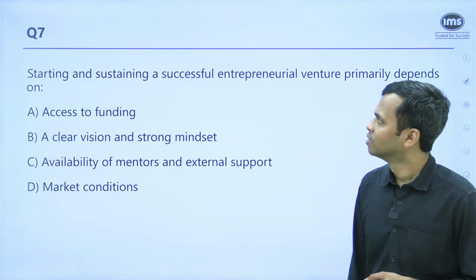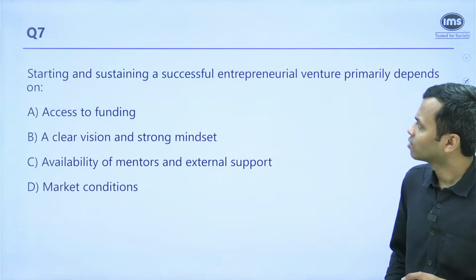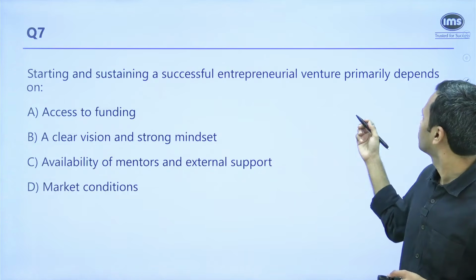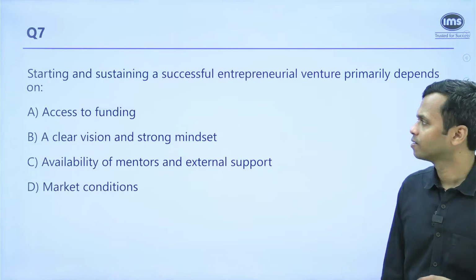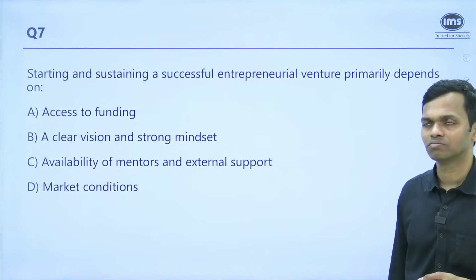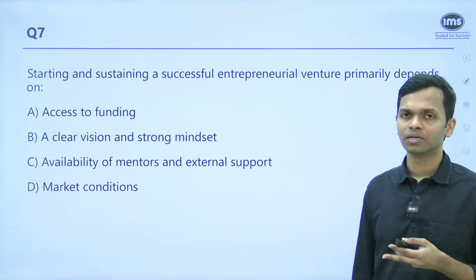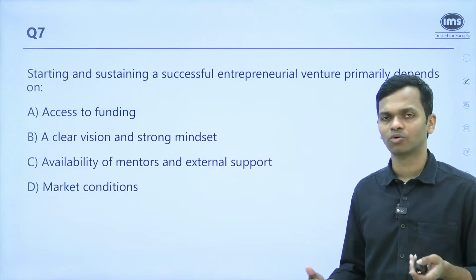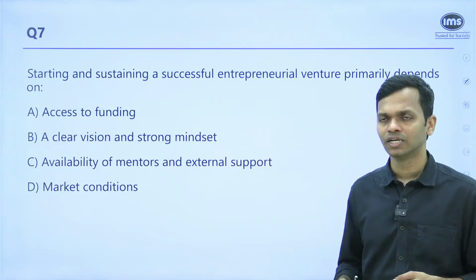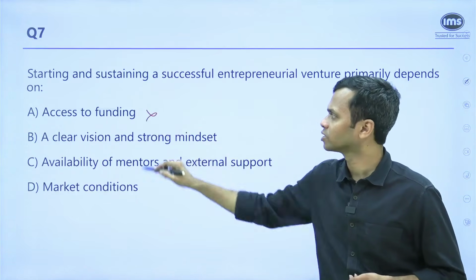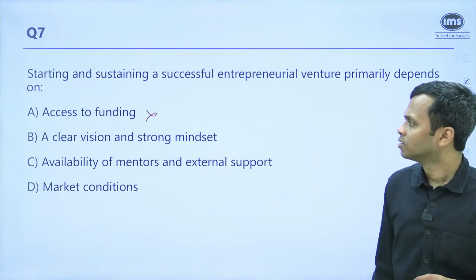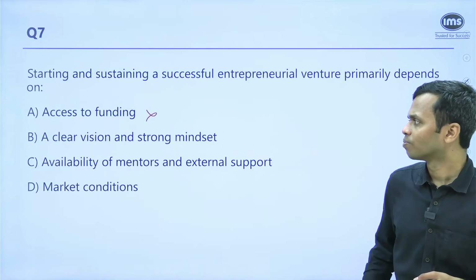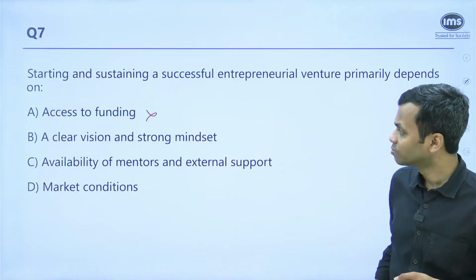Okay. Moving to question 7, starting and sustaining a successful venture primarily depends on what? The first says access to funding. Okay, now funding is required, but think whether is it required in all the cases? No. So a founder can always have his or her own funds. They don't need to have access to funding. B says a clear vision and strong mindset. Okay, again this is important.